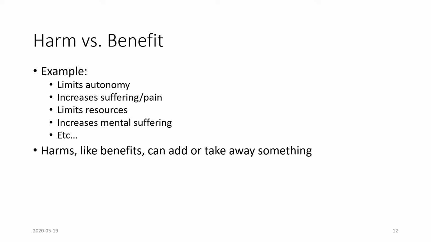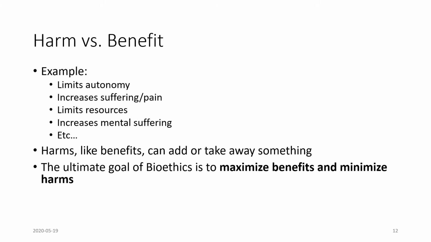So you may add something to someone's life that may limit their autonomy or cause them pain, or you may take away something from someone's life that may then in turn cause them pain. So if you take away resources from them, then you're taking away something, and that would result in a harm to them. And of course, the ultimate goal of considering these harms and benefits is to maximize the benefits and minimize the harm. So really in bioethics, that's what we're trying to do.